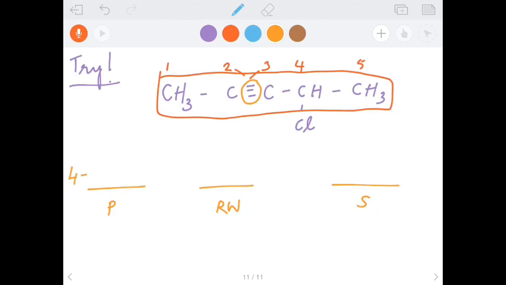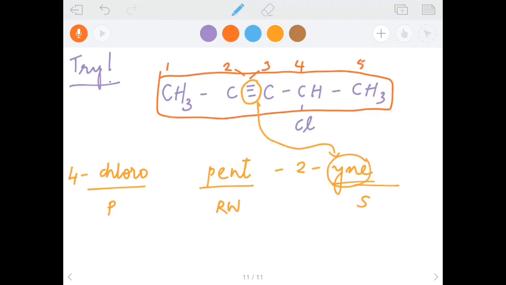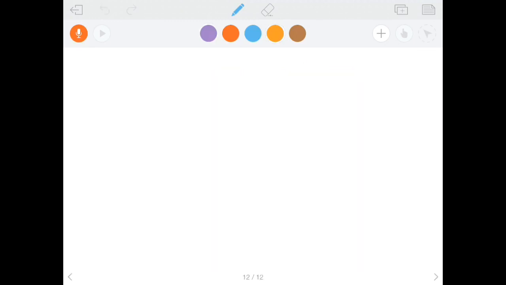I notice that there is a chloro in the 4th position, so that becomes my prefix. There are 5 carbon atoms, so that becomes pent. And in the 2nd position, I have a triple bond, so that becomes 2-ine. So the final name of the compound is going to be 4-chloro pent 2-ine. There are certain places where you could just write it as 4-chloro 2-pentine as well, which is also accepted.